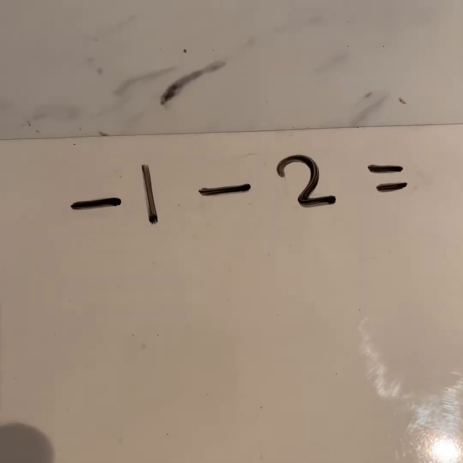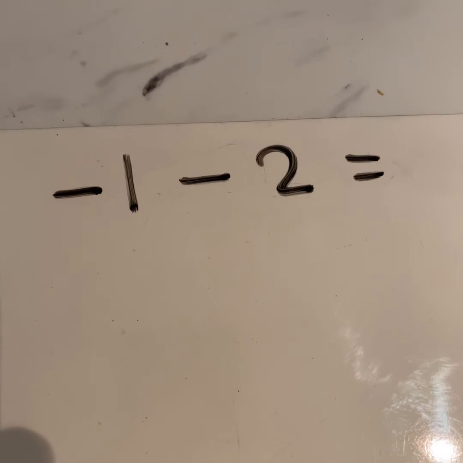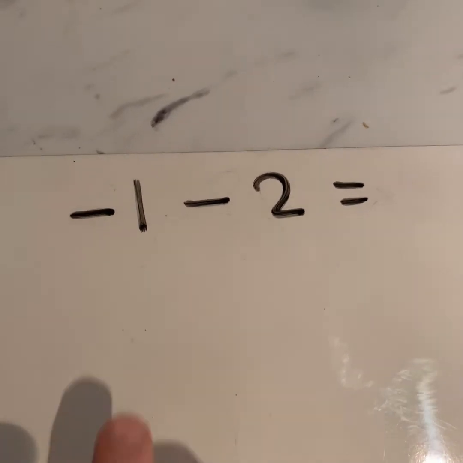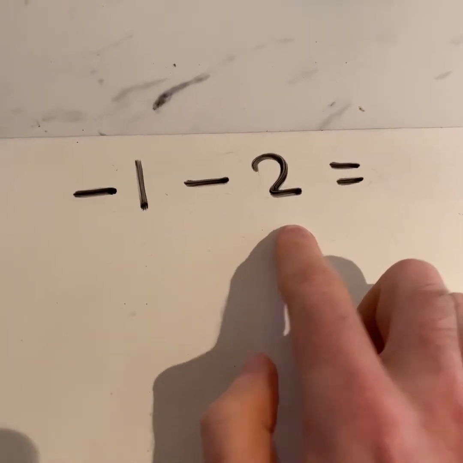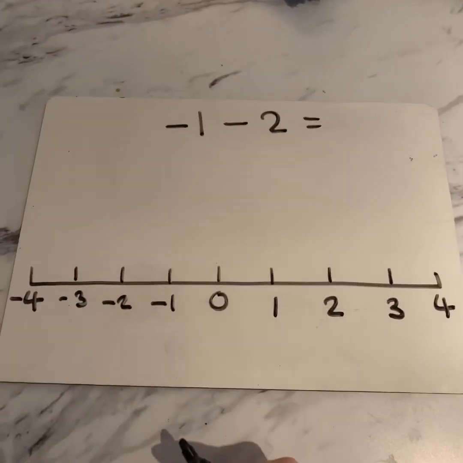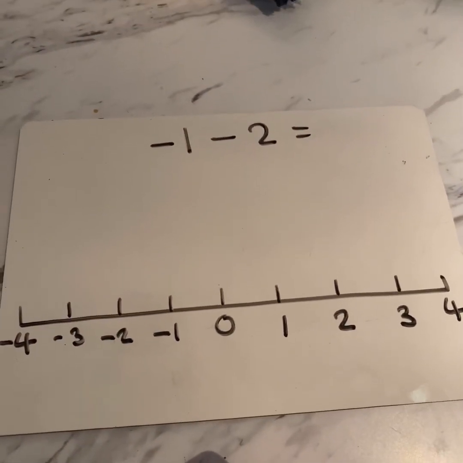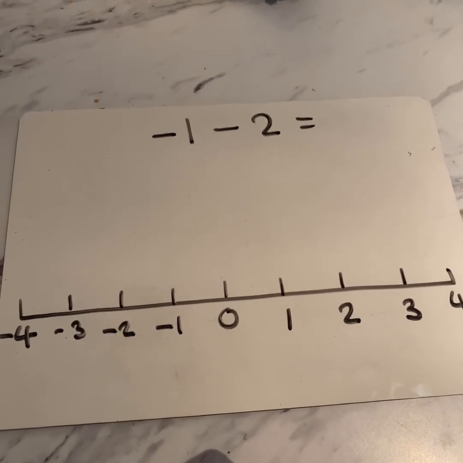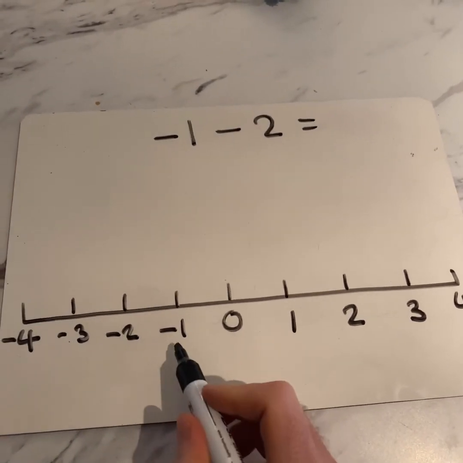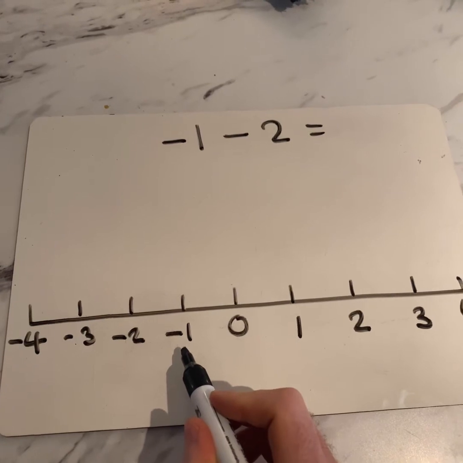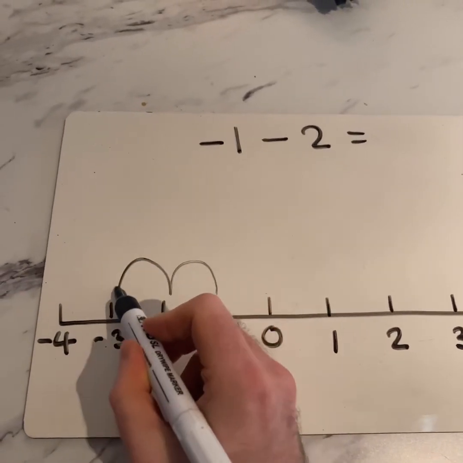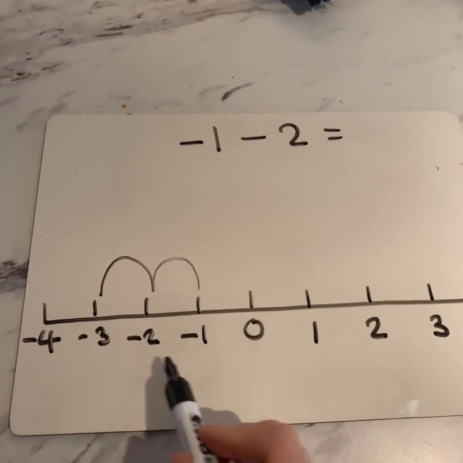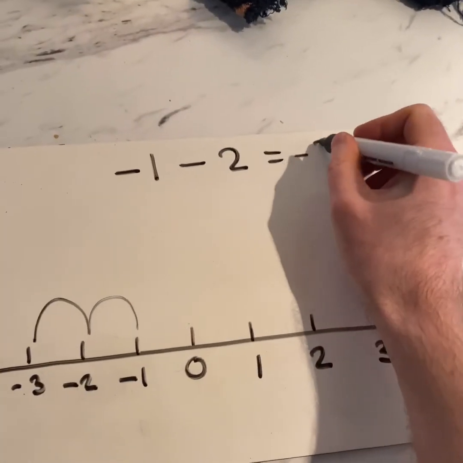Oh, now here is an interesting problem. We've got -1 take away 2. So again, come back to your number line. Can you find -1? Here it is. And then we're going to take away 2. We're going to jump back 2 spaces. 1, 2. -1 take away 2 is -3.